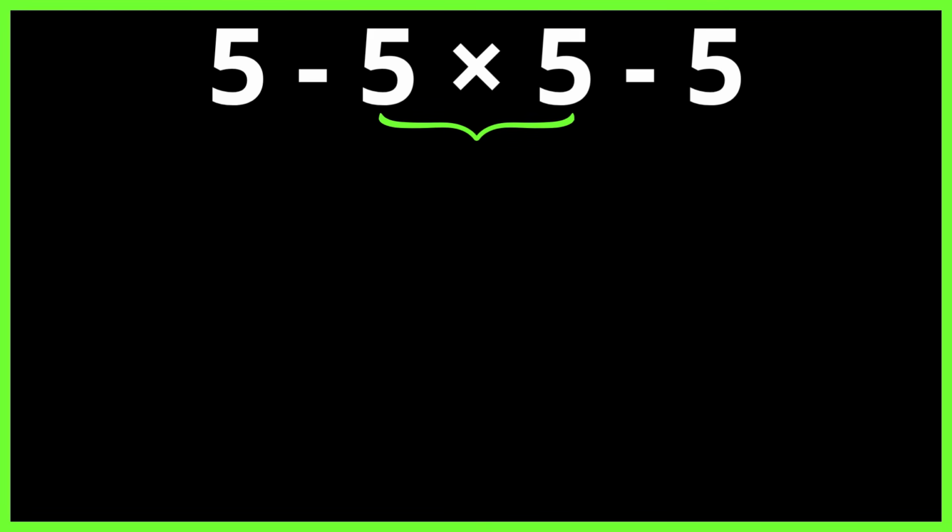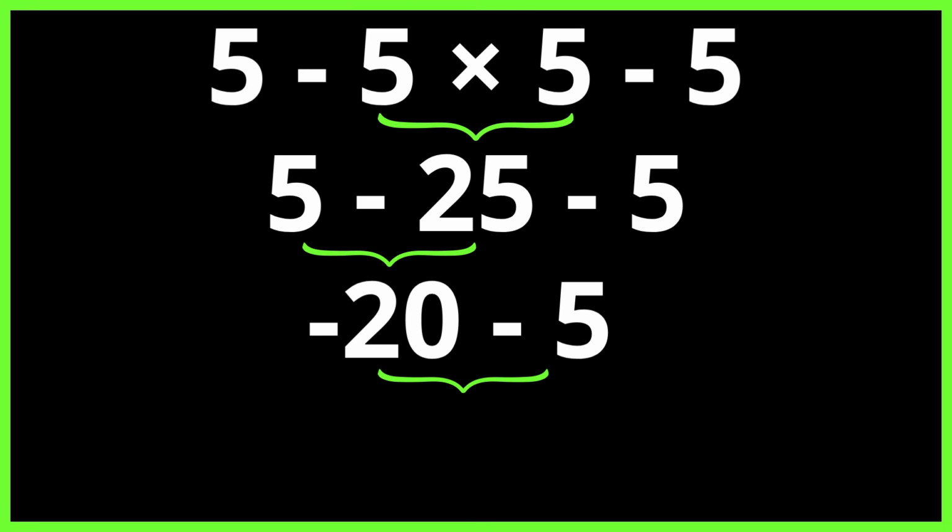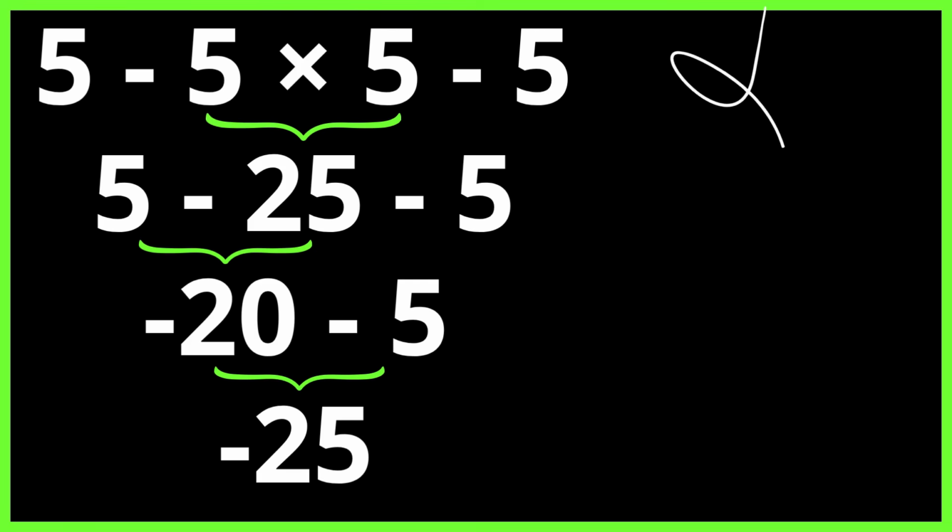5 multiplied by 5 gives us 25. Now the expression becomes 5 minus 25 minus 5. Since we only have subtraction left, we simply move from left to right. 5 minus 25 gives us negative 20. Finally, negative 20 minus 5 gives us negative 25, which is our final answer.